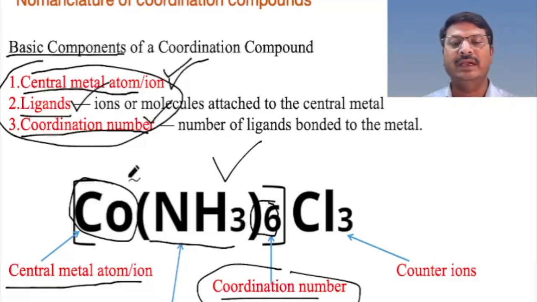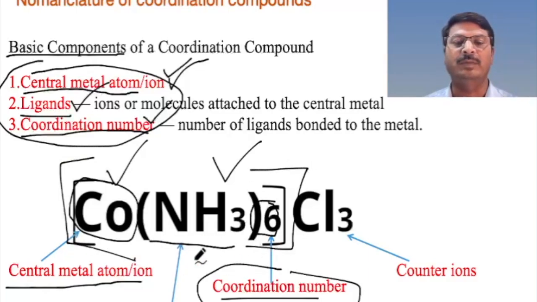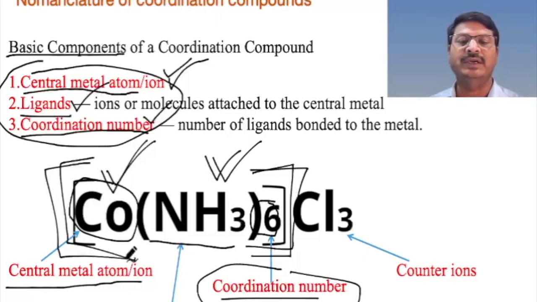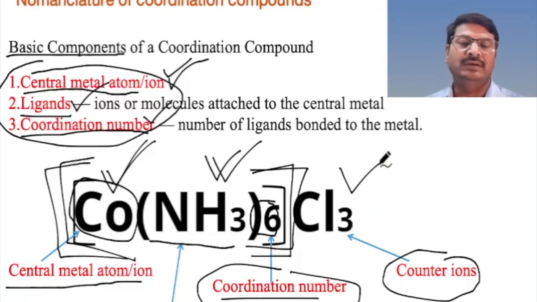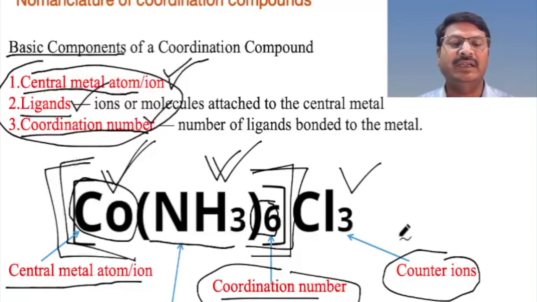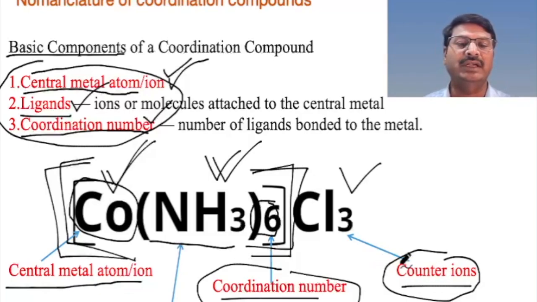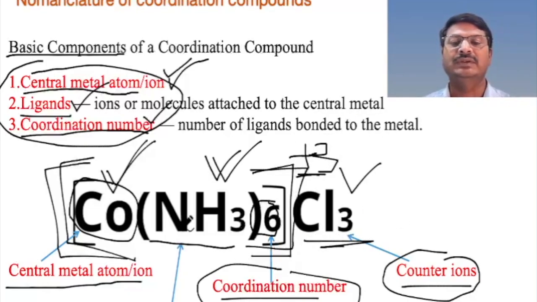The ligands and the central metal ion are written in the square bracket. It is called the complex moiety. So the central metal ion and ligands, both written in the square bracket, form the complex moiety. And the 3 Cl minus ions are counter ions. Generally, these counter ions balance the charge of the complex moiety. Here the complex moiety charge is +3, and the +3 charge is neutralized by the 3 Cl. So this you have to remember.